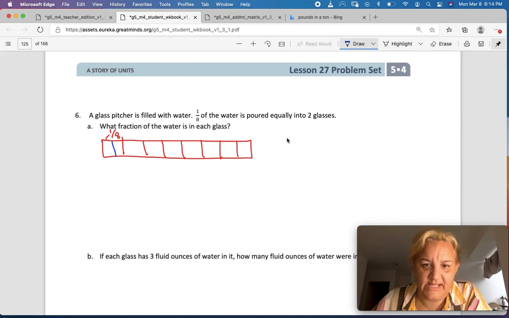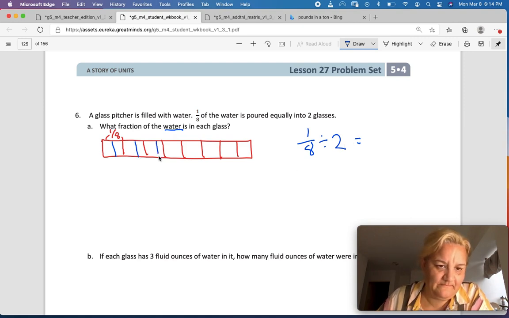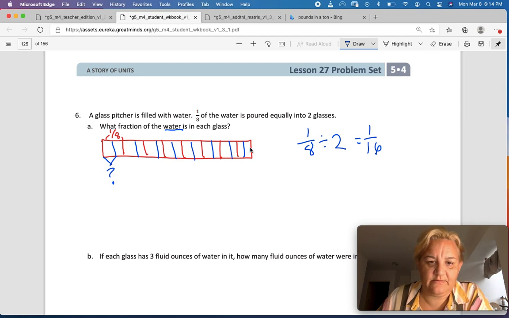So just like that, 1/8 divided by 2. What fraction of the water from the whole pitcher is in each glass? Okay, well, cut each of those, and this equals 1/16. 1, 2, 3, 4, 5, 6, 7, 8, 9, 10, 11, 12, 13, 14, 15, 16. Okay, 1/16 of the water.